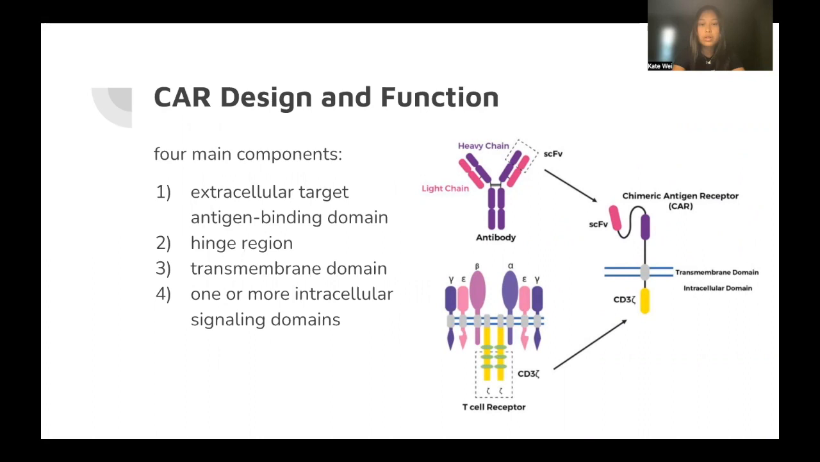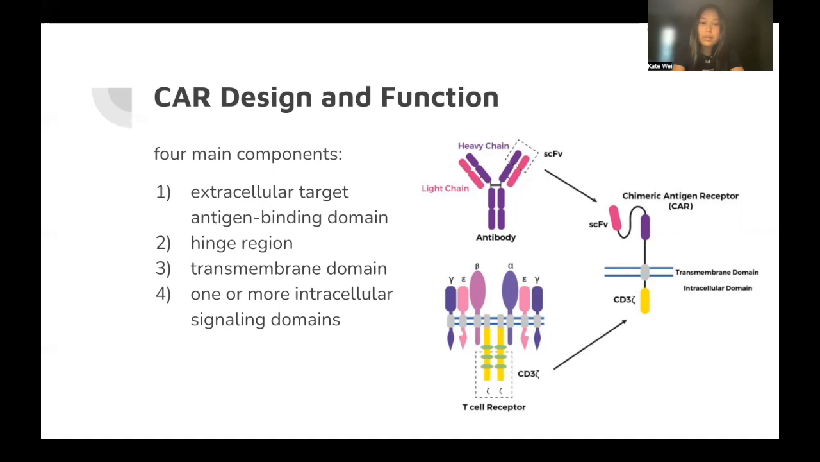It consists of a single chain variable fragment made up of the variable heavy and variable light chains of an antibody linked by a peptide spacer, and this is what allows the CAR T-cell to recognize and bind to the target epitope. The hinge region is an extracellular structural region that provides flexibility to overcome steric hindrance and allows the antigen binding domain to access the target epitope by extending the binding units away from the transmembrane domain. So as such, the length of the hinge is crucial to facilitate binding of the CAR to its target antigen.